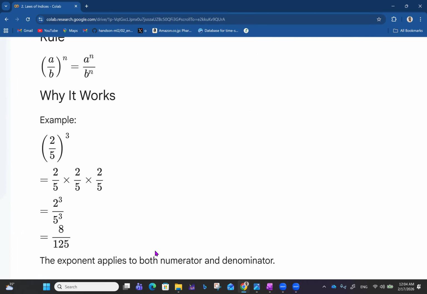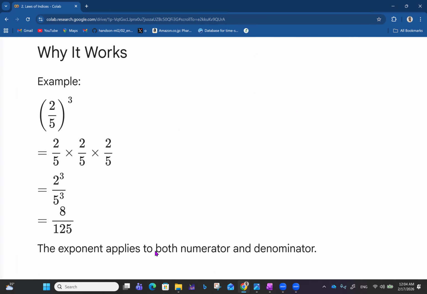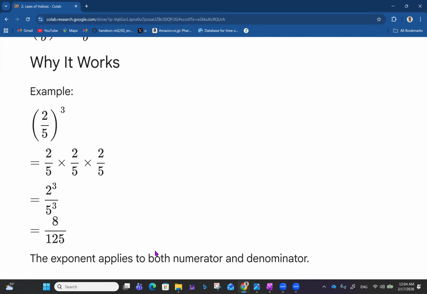Again, we have this: you have 2 over 5 all raised power 3. So that means you have 2 over 5 times 2 over 5 times 2 over 5. That simply means you have 2 times 2 times 2, that's 2 raised power 3, and 5 times 5 times 5, that's 5 raised power 3. So at the end of the day, you just have 2 raised power 3 all over 5 raised power 3, which is 8 over 125. Okay, so the exponent applies to both numerator and denominator in this case.